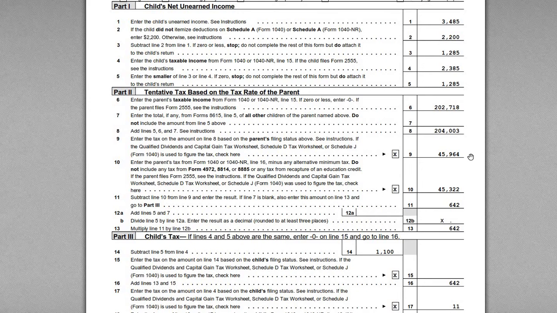So the $45,964 is the adjusted amount. The $45,322 is what's actually on John's return. And then the difference there is that excess, right? That is the kiddie tax portion that gets added to this return.